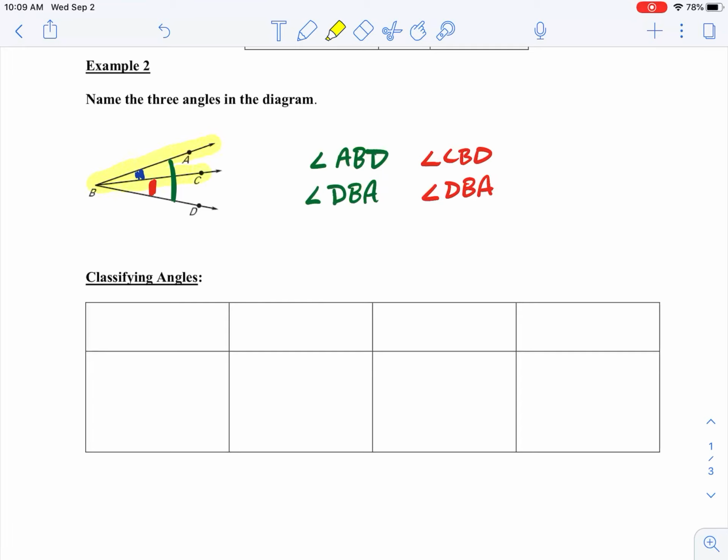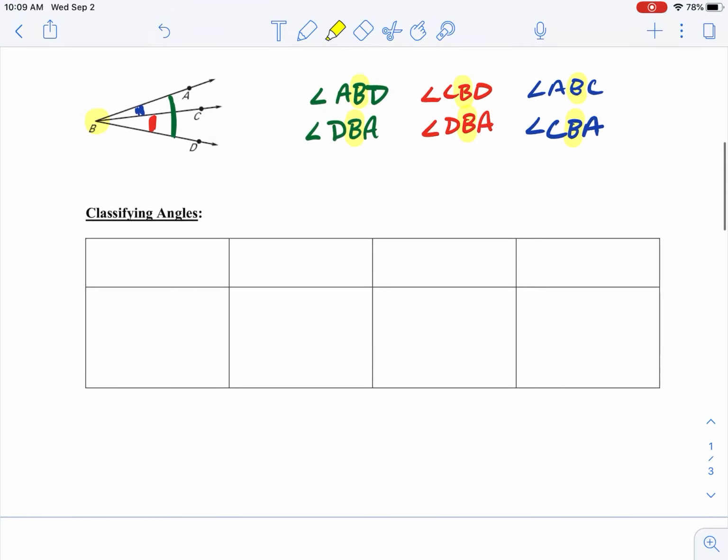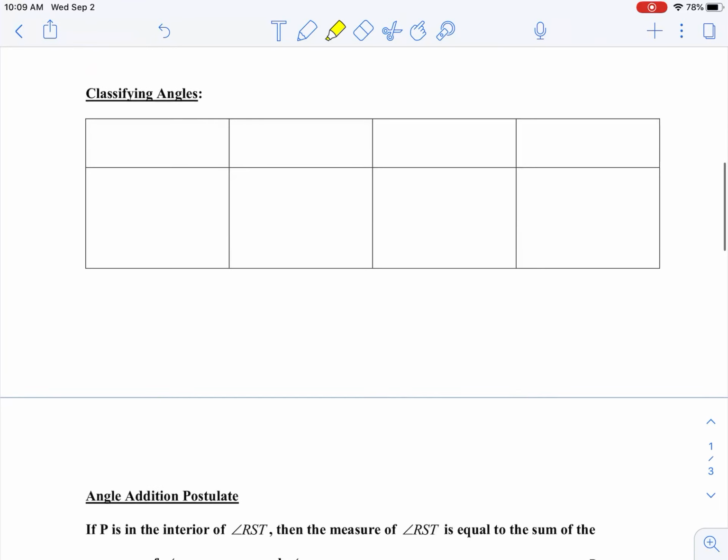And then our third one is our smaller angle here. ABC would be one of the names, angle ABC. Or I could flip that and do CBA. Before we move on, I just want to point out that in all of this, every single angle that I named has B in the middle, and that is because B is the vertex of all of those angles. All right, so that's a little bit about notation and naming our angles.